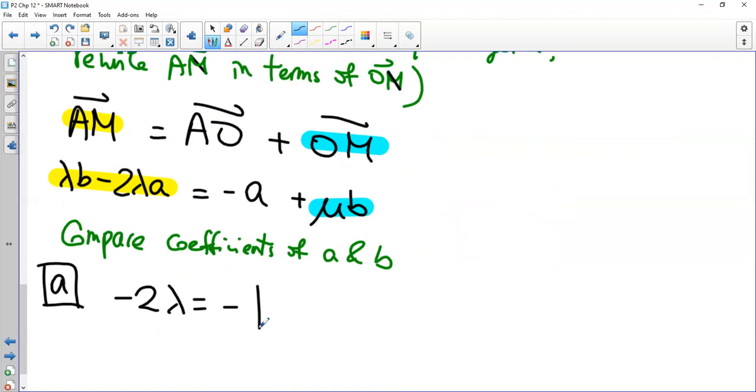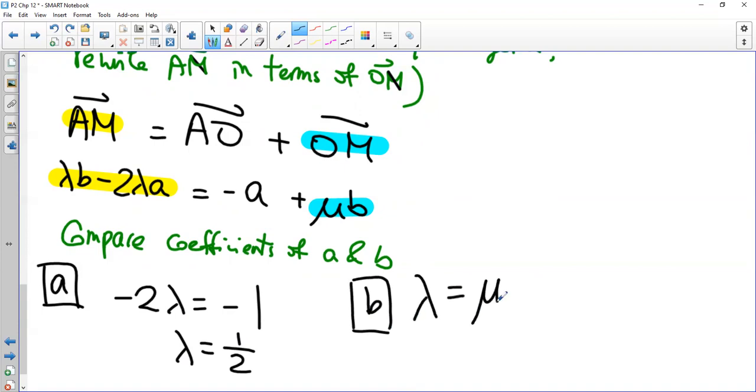Are we in sync? Are we following? No response? Right, lambda equals a half, so if we divide minus 1 by minus 2, it's a half. If we compare the coefficients of B, on the left-hand side we've got lambda, on the right-hand side we've got mu. So lambda equals mu. We know lambda is a half, so mu also equals a half. So proven. Well done. The whole point of this proof is to show lambda and mu equal a half.